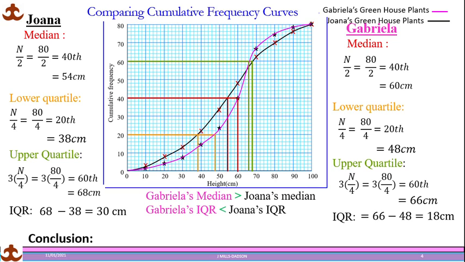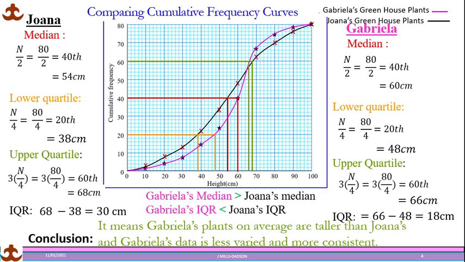So when the interquartile range is smaller, it is better because it means that the median is consistent with the data. So the median for Gabriella is more consistent with the data than the median of Joanna, because Joanna's data is more varied, especially the middle data. 50% of the data is more varied because it has a bigger interquartile range. So, conclusion, Gabriella's plants on average are taller than Joanna's, and Gabriella's data is less varied and more consistent.